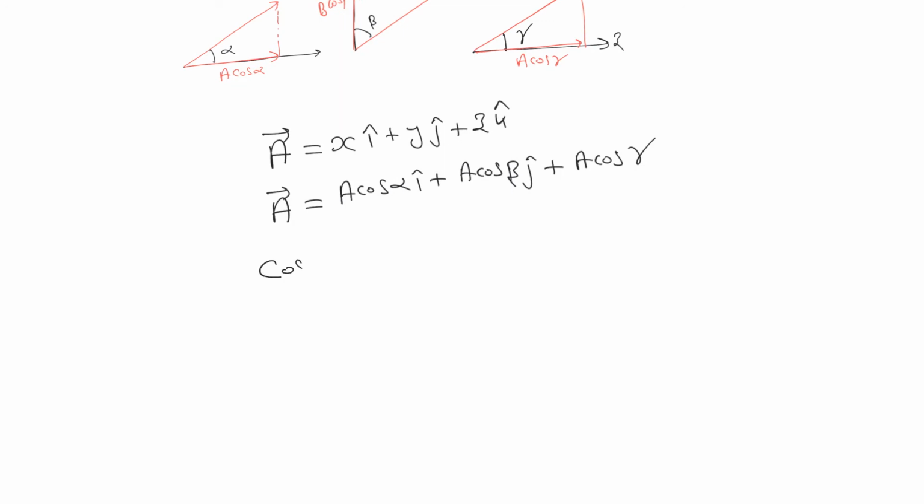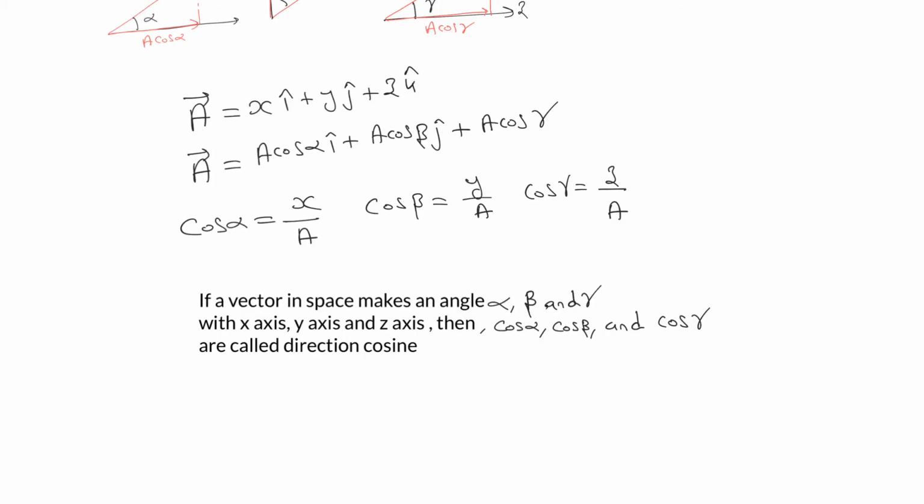As A cos alpha is representing the x component, we can write cos alpha will be equal to x divided by A, cos beta will be equal to y divided by A, and cos gamma will be equal to the magnitude of the z component divided by the magnitude of the vector. So you can write down the notes. If a vector in space makes angles alpha, beta and gamma with the x-axis, y-axis and z-axis, then cos alpha, cos beta and cos gamma are called direction cosines.